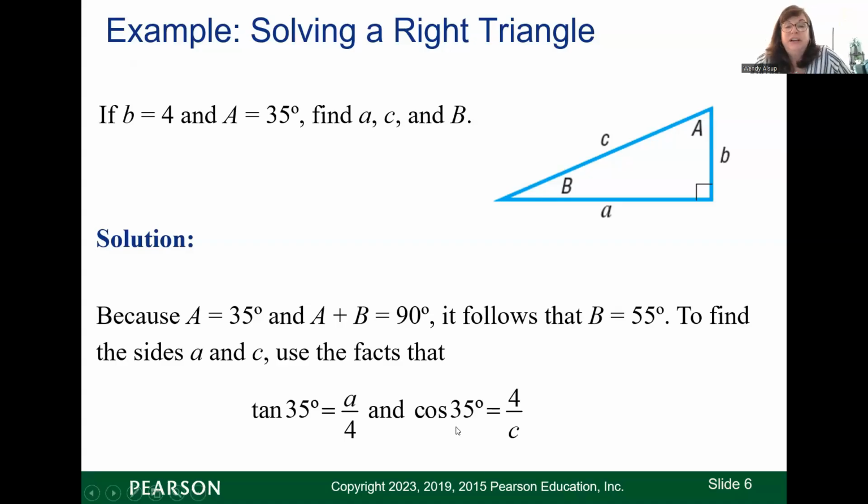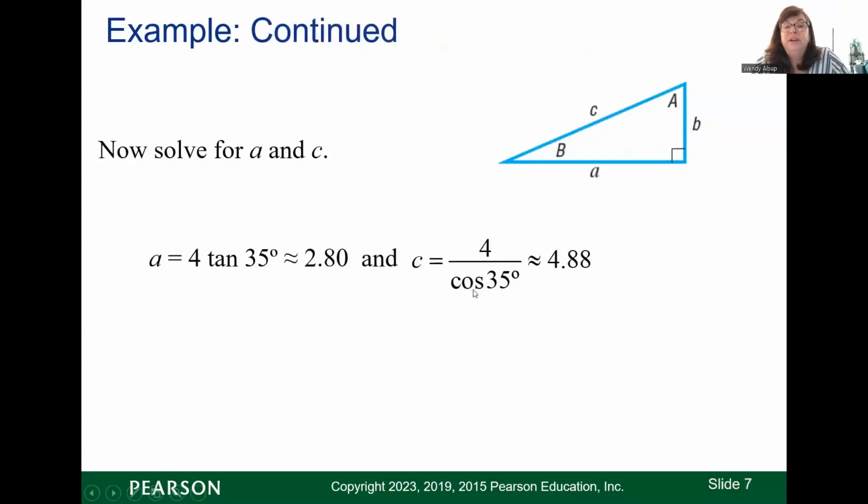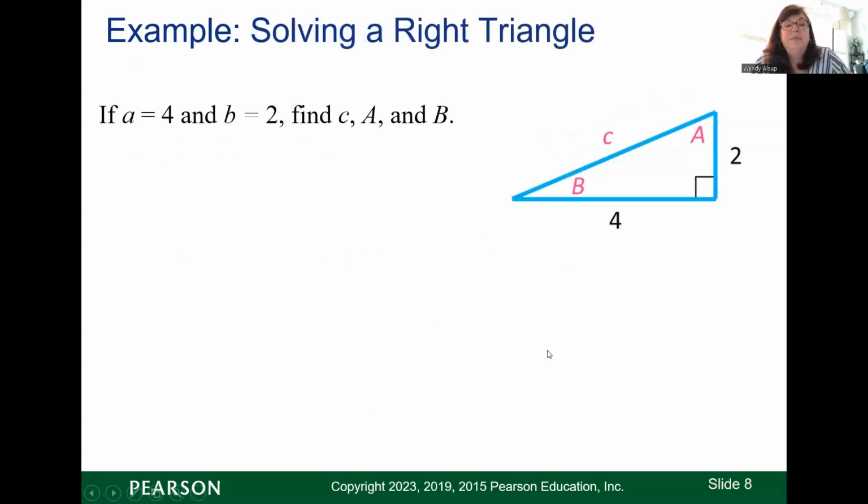They use cosine of 35 degrees. Cosine of 35 would be the adjacent, 4, over the hypotenuse c, and they use that to find c. So cosine 35 is 4 over c. Then you have to do a little work to solve that one. C would be 4 divided by cosine 35, and that would be 4.88.